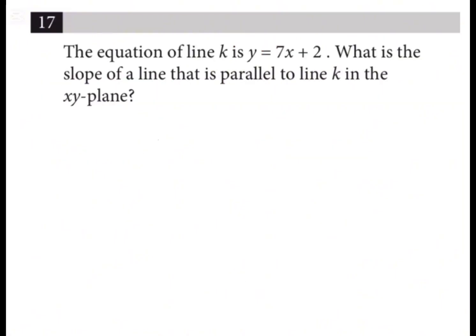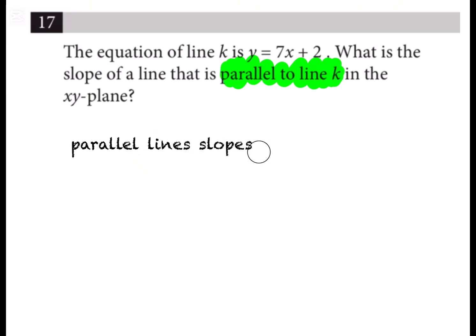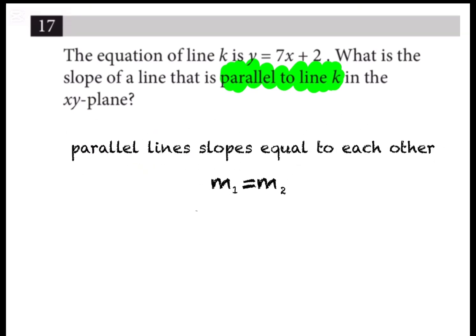To solve the next question, here's the key idea: parallel lines always have the same slope. That means if another line is parallel to k, its slope must also be the same. We are given the equation of a line, y equals 7x plus 2, which is written in slope-intercept form. So, the slope of a line parallel to k is 7. Easy, right? Parallel lines keep their slopes identical no matter where they are on the graph.